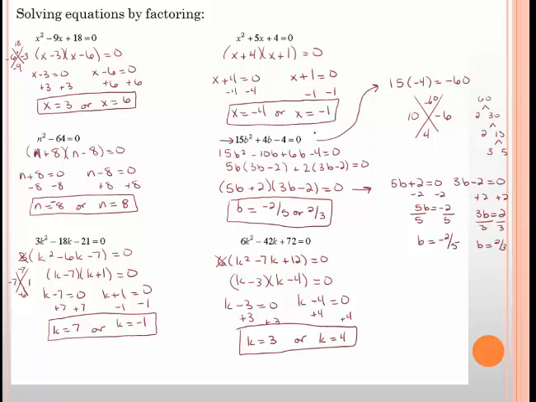So check your work, see how you did. If you didn't get the right answer, go through and look at the steps. If you have questions, send an email.